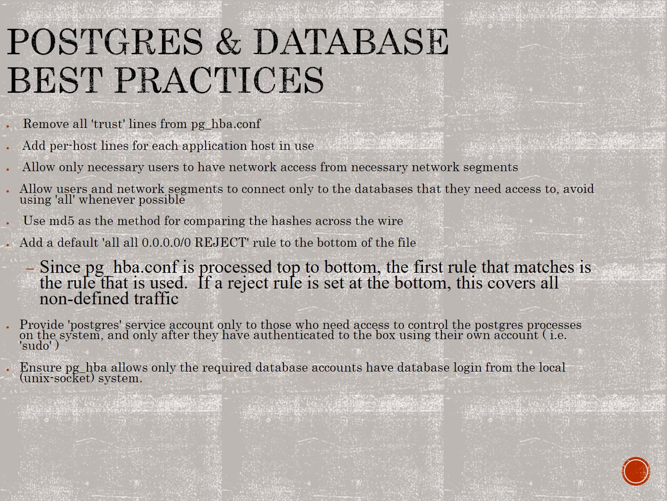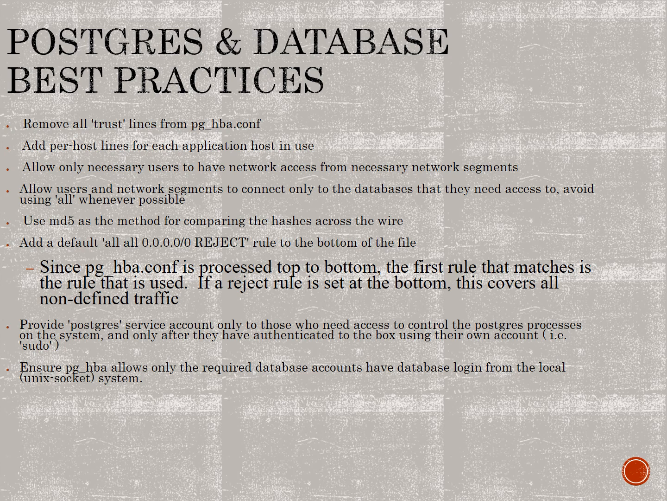If an attacker is able to get into a user or something like that, you don't want them to be able to change or use your database. So remove those all, allow all, stuff like that from the pg_hba. Add per host lines for each application host to use. Allow only necessary users to have network access from necessary network segments. That doesn't pertain so much to this, but it's still a good practice. It's pretty much saying you don't want anybody else being able to access it. So in our setup, there's actually going to be other people who are having this. You don't want them to be able to use yours.